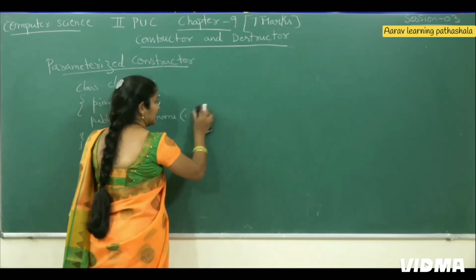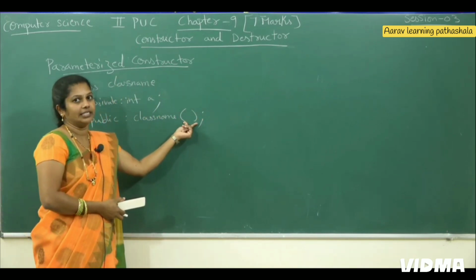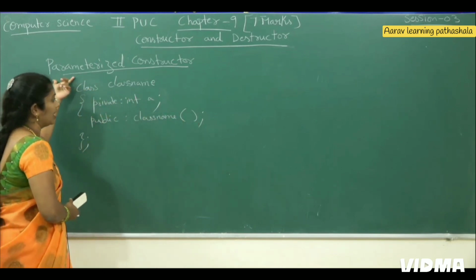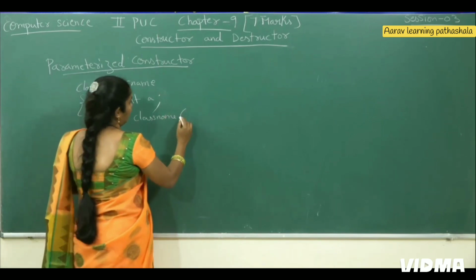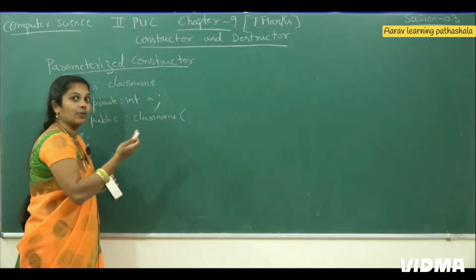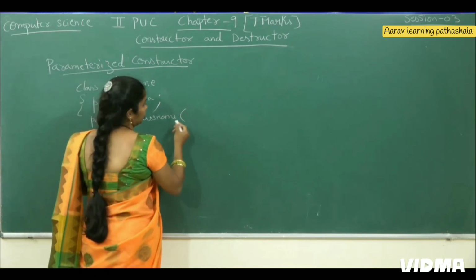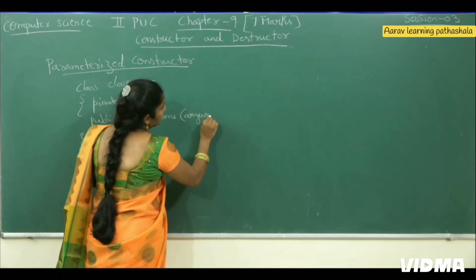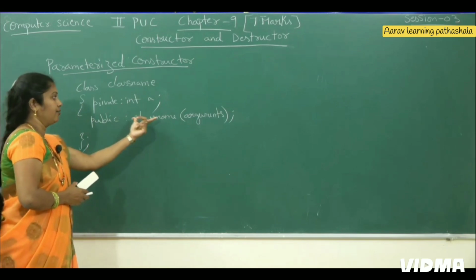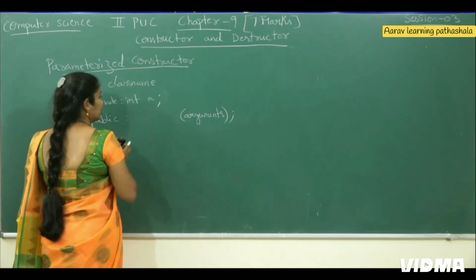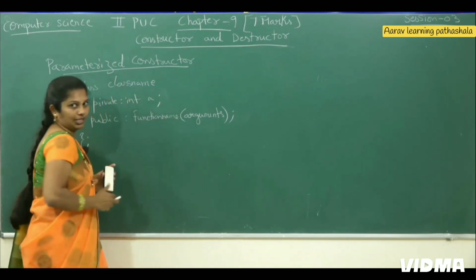If a constructor does not have any arguments, then it is called a default constructor. But now we are explaining the parameterized constructor. For a parameterized constructor, after the class name you write the arguments. You can write the class name, and you can also write the function name. Both are correct.